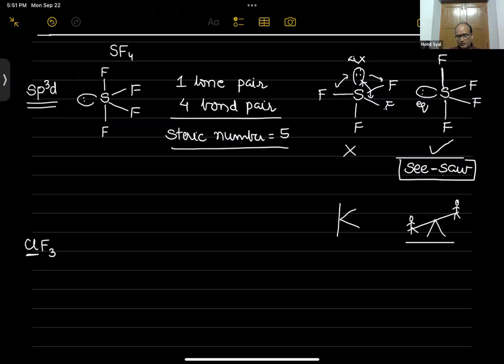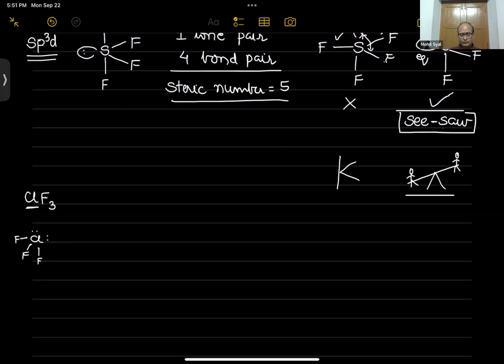Yes, exactly. So first try to draw the Lewis dot structure. How many are bond pairs? How many are lone pairs? There are 3 bonds with 3 fluorine atoms. Got it? Yes. There are 3 bonds and 2 lone pairs. So you have 5. The ideal base geometry is trigonal bipyramidal.